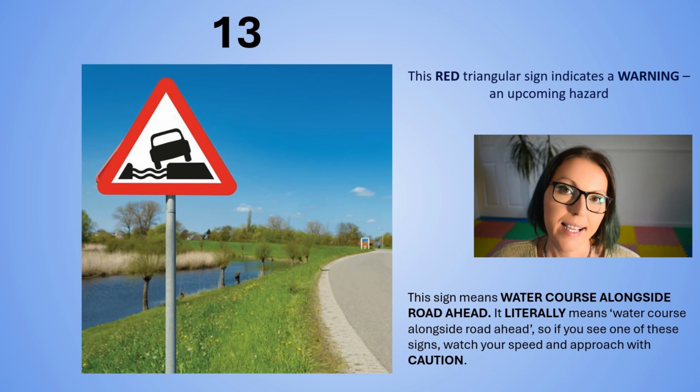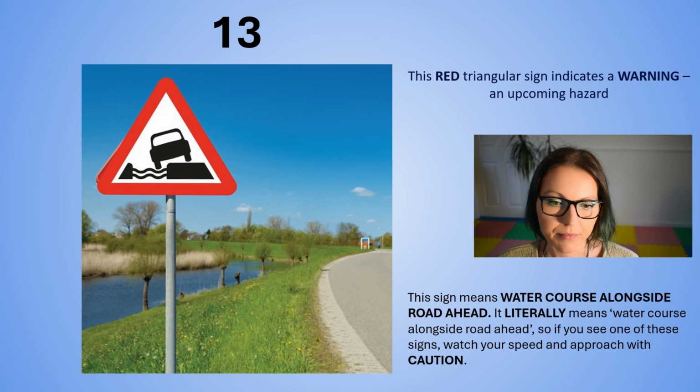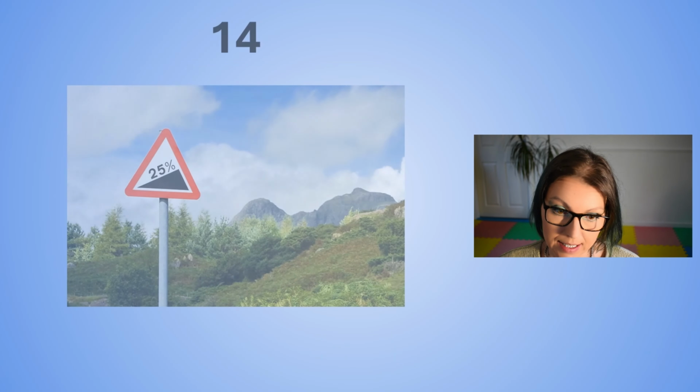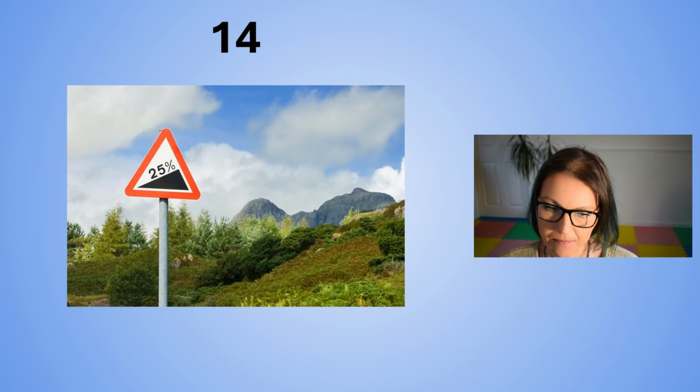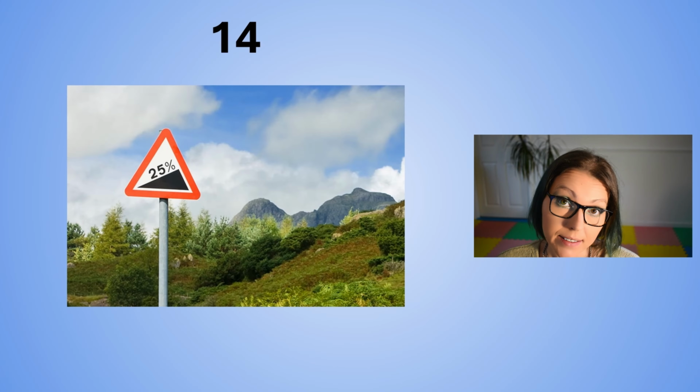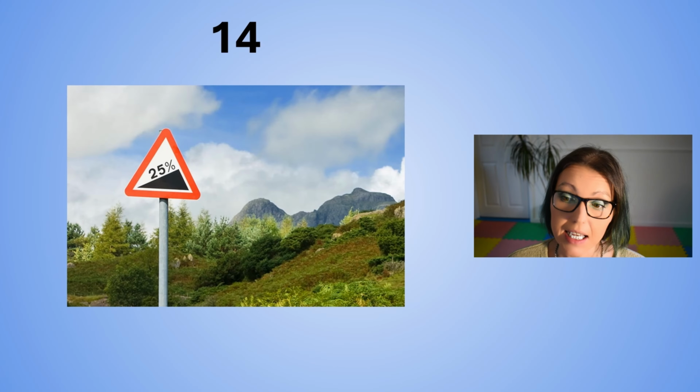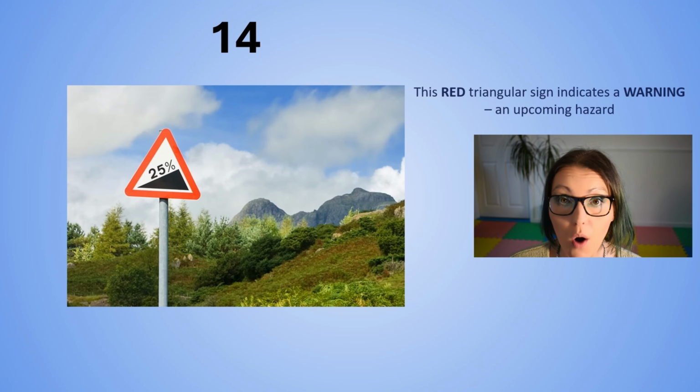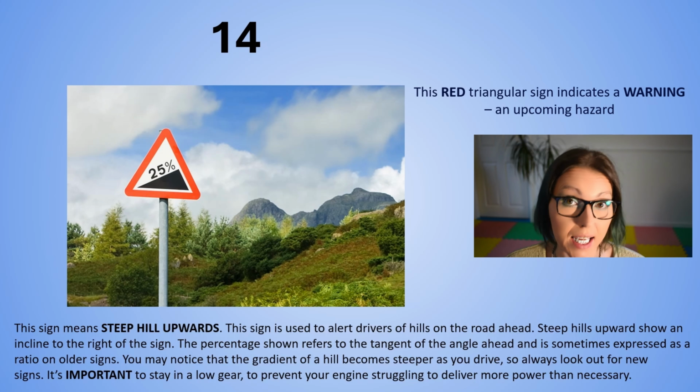Okay, moving on to our next sign. Sign number 14, which is this. And again, this red triangular sign indicates a warning or an upcoming hazard. This sign means steep hill upwards. And the sign is used to alert drivers of hills on the road ahead. Steep hills upward show an incline to the right of the sign.